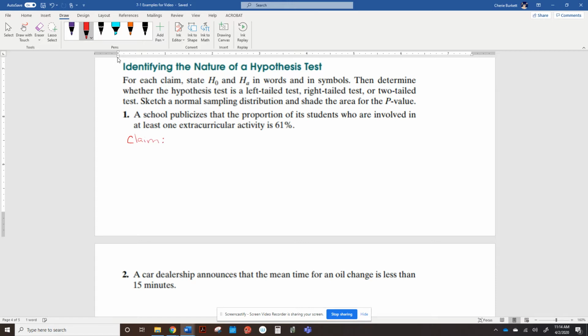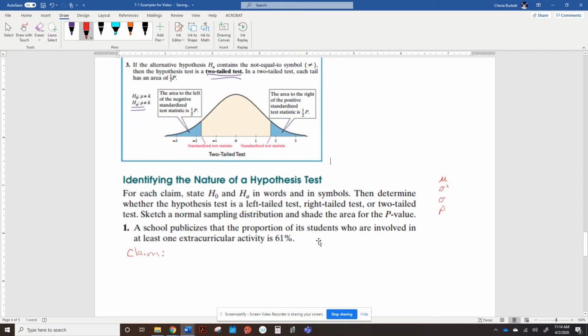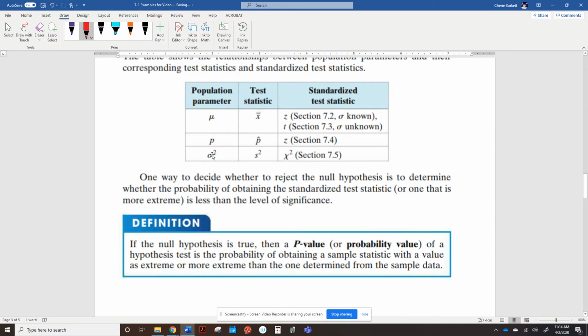Now, when you read this, in this section, remember our claim can be about means, it can be about variances, it can be about standard deviation, and it can be about proportions. Okay, I think that's all that we had in this section. That should be up here, right here.